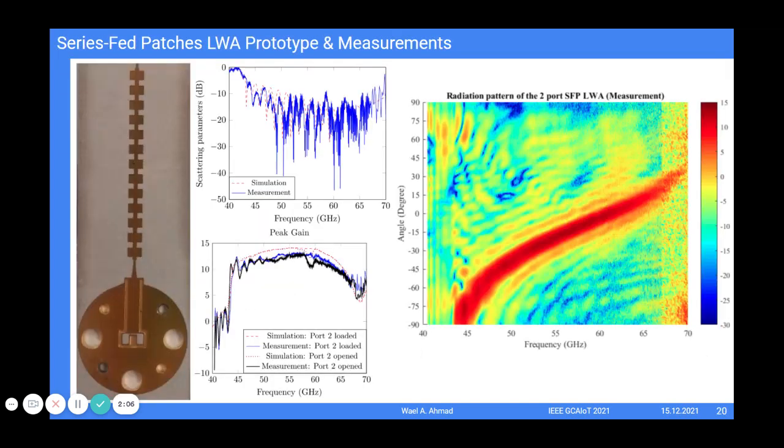We prototyped the patches one. Here is the prototype with a waveguide transition at 60 GHz for measurements. Here we are comparing simulated and measured S11. Both agree very well, and the radiation pattern here is measured across frequencies. We can see the scanning profile. The gain is as high as 15 dBi, and also we are comparing here the peak gain over frequency simulation and measurements with a good agreement.